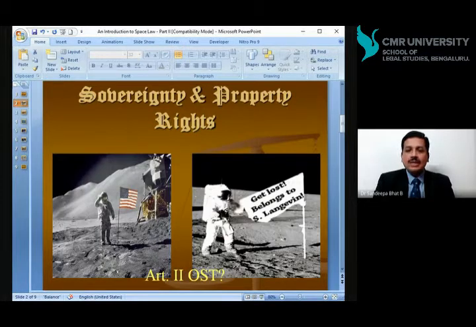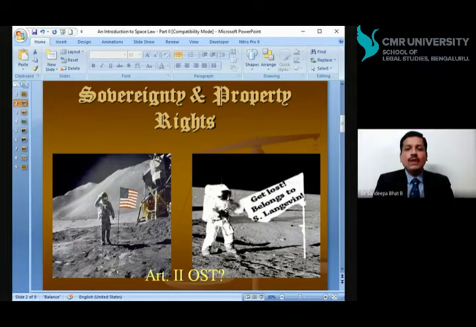Article 2 of the Outer Space Treaty, as I have already discussed, clearly prohibits national appropriation by claim of sovereignty, use or occupation, or by any other means. Since the beginning of space activities, it was very clear that outer space cannot be subject to the sovereignty regime. Rather, it should be more in terms of the freedom regime. But unfortunately, there are many instances in history wherein this principle of absence of sovereignty in outer space and celestial bodies has been threatened.